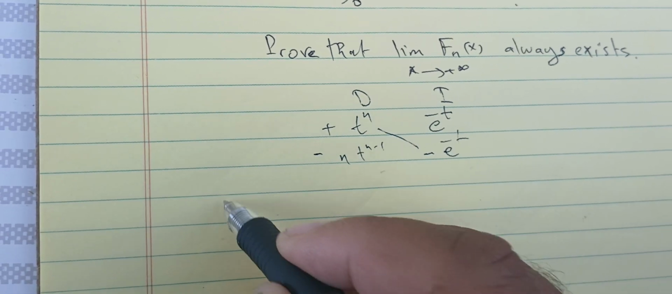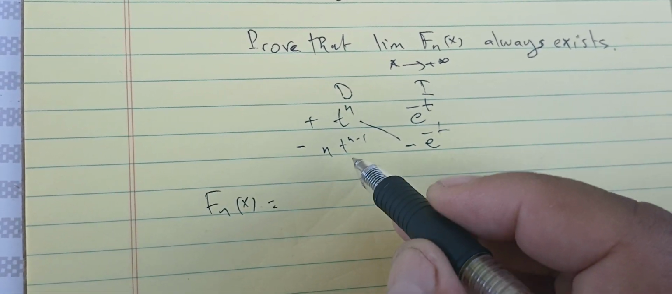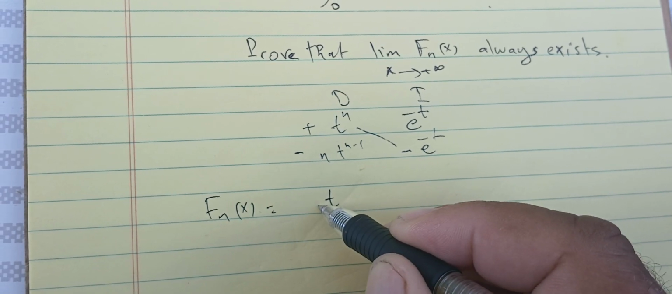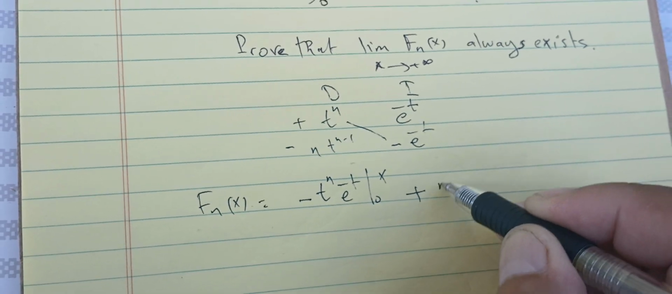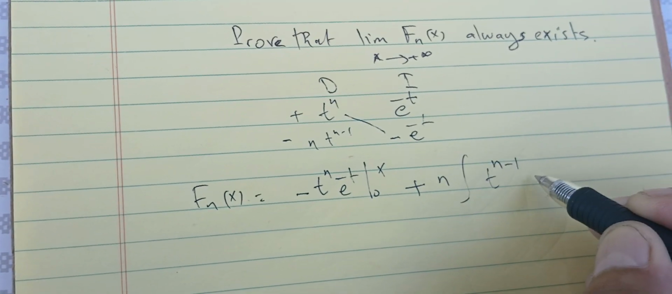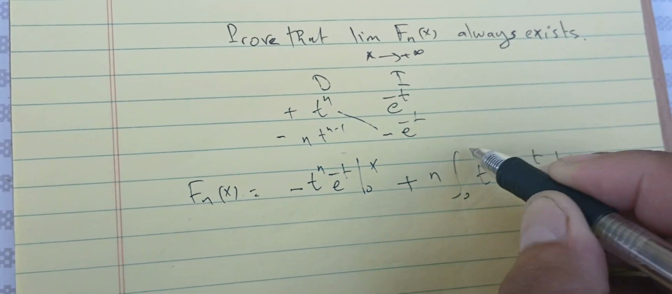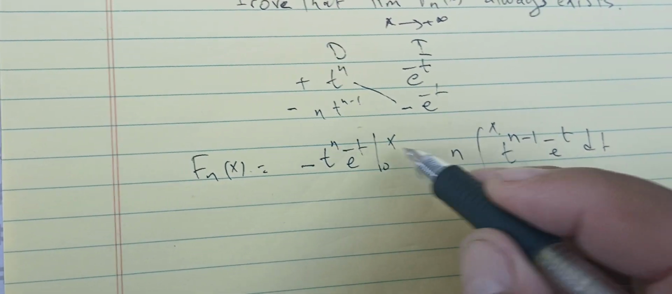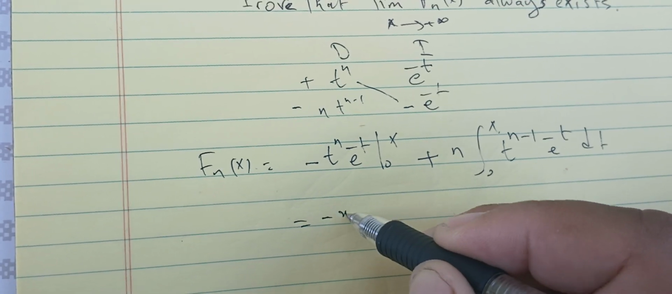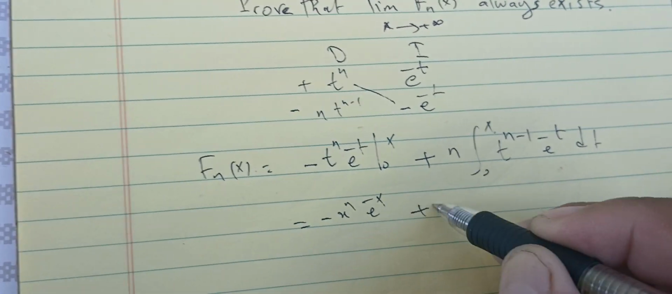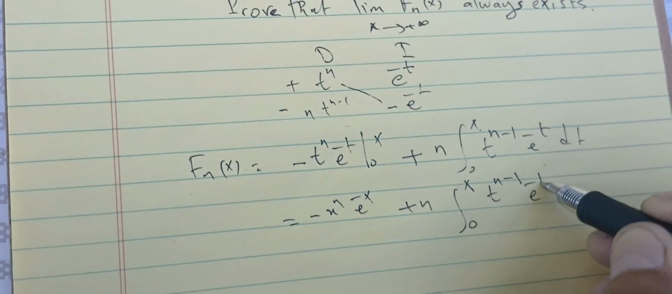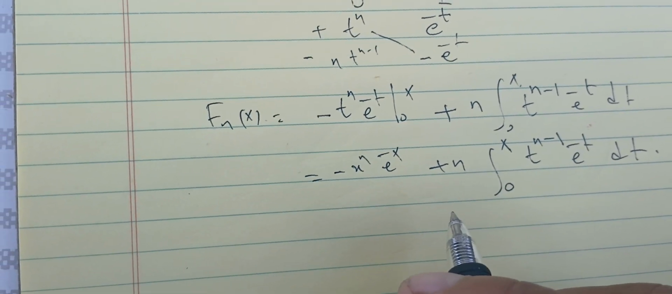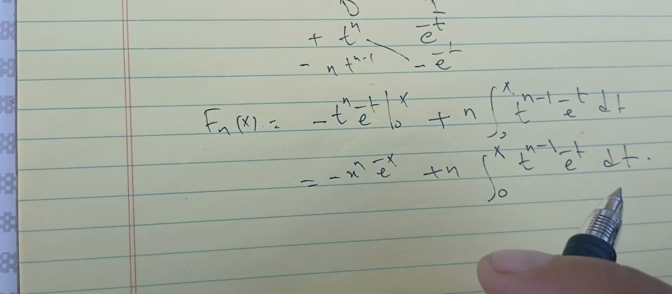So doing that, we get f_n(x) is minus t^n e to minus t between 0 and x, plus n t to the power n minus 1 e to minus t dt between 0 and x. When we evaluate here, we get minus x to the power n e to minus x plus n times the integral between 0 and x of t to the power n minus 1 e to minus t dt. Now we can use our definition here.